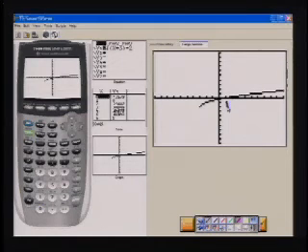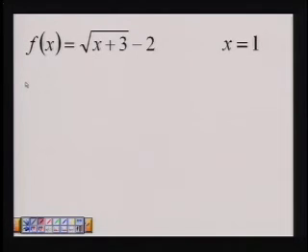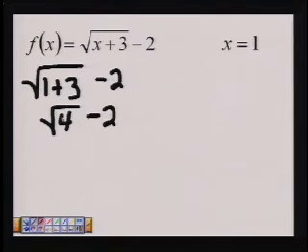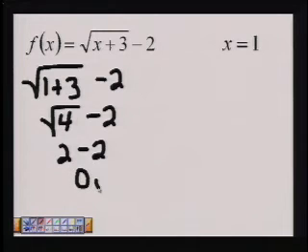This time, it looks like we have a root at 1. So again, we'll take 1 and substitute it into our radical function to see if it equals 0. We found a root at x equals 1. We can verify this the same way. We'll just plug 1 into the function. So we substitute 1 for x. Square root of 1 plus 3, minus 2. That means we have the square root of 4 minus 2. Square root of 4 is 2, so now I have 2 minus 2, which equals 0. So yes, 1 is a 0 for this function.